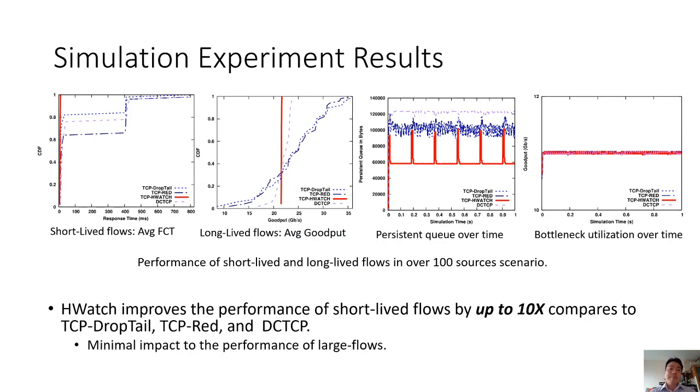So this is the result for our simulation experiment. Some of the performance metrics that we use are the average flow completion time for short-lived flows, the average goodput for long-lived flows, persistent queue over time, and bottleneck utilization over time. So what this graph tells us is that EdgeWatch improved the performance of short-lived flows by up to 10 times compared to TCP drop tail, TCP RED, and DCTCP. But at the same time, it has minimal impact on the performance of the large flows.